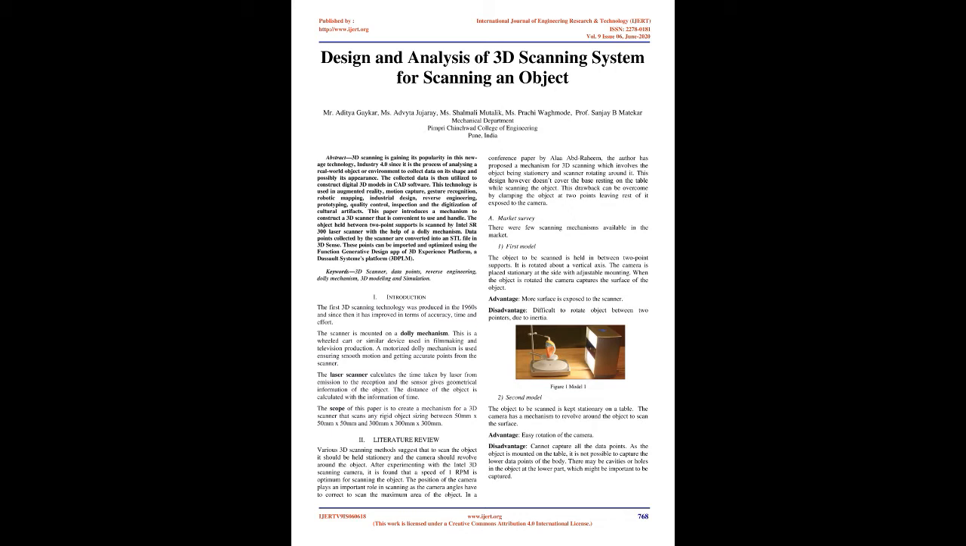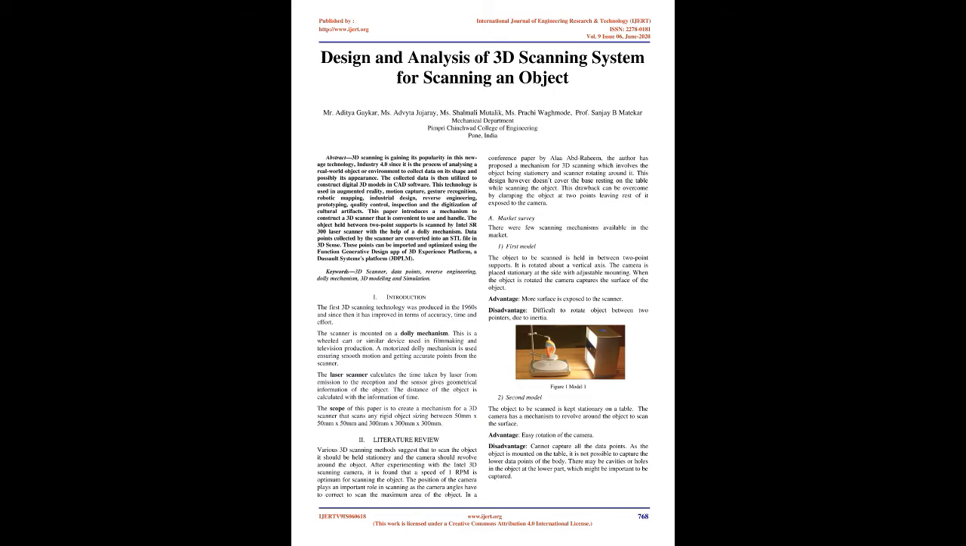2. Literature review. Various 3D scanning methods suggest that to scan the object it should be held stationary and the camera should revolve around the object. After experimenting with the Intel 3D scanning camera, it is found that a speed of 1 rpm is optimum for scanning the object. The position of the camera plays an important role in scanning, as the camera angles have to be correct to scan the maximum area of the object.